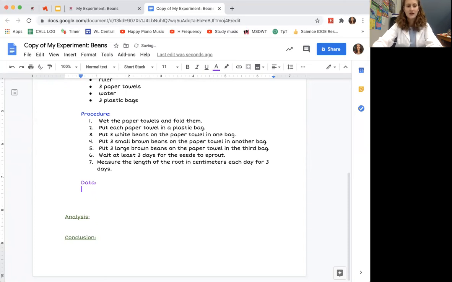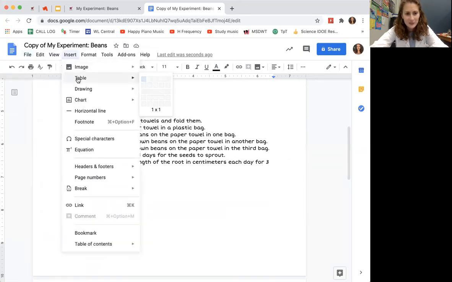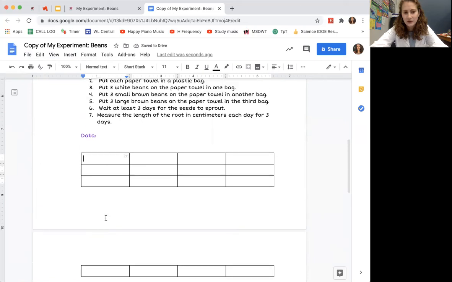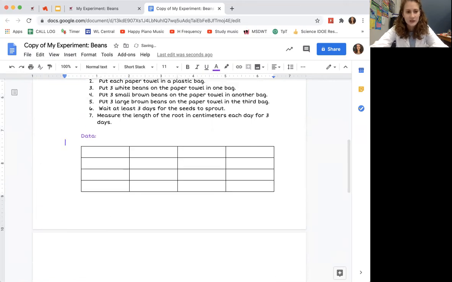Okay, now let's make our data table and make sure it's ready to go for next week when we come back. So now I have to go up to Insert, Table. I have 3 different types of beans and I need 1 row on top to label. Then I'm going to measure these beans for at least 3 days, so we're going to do 4 by 4. My data table went on to the next page, so I'm going to fix that.